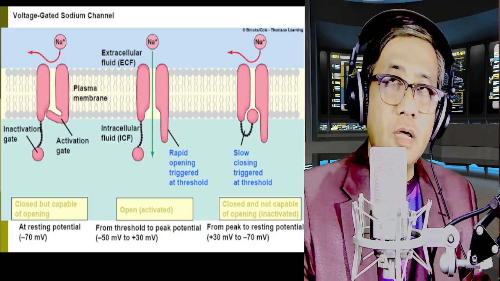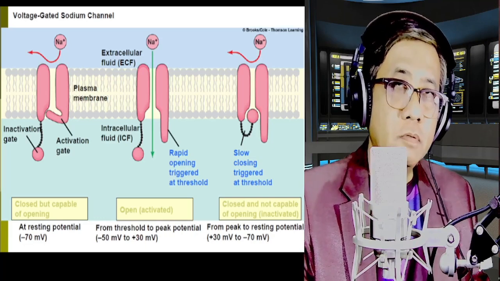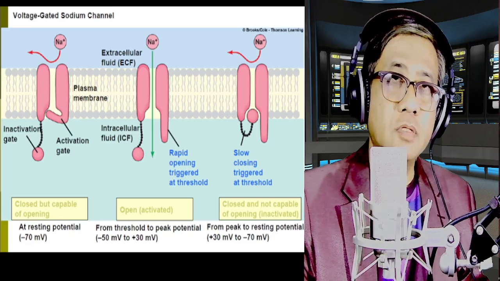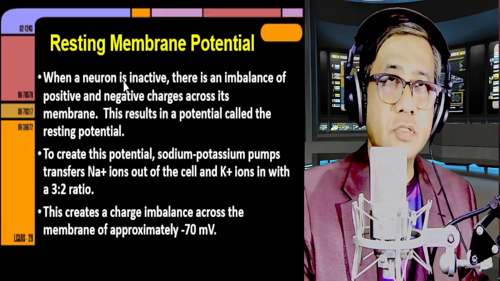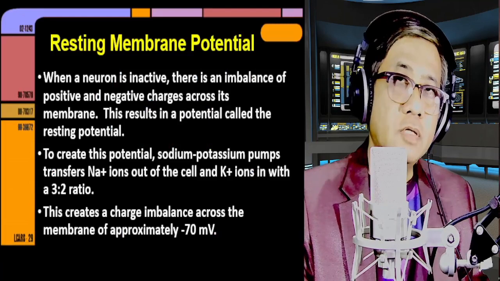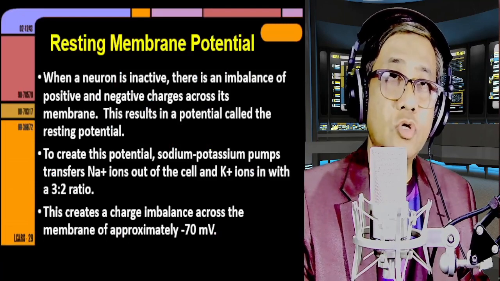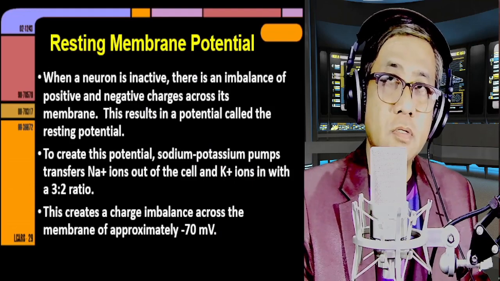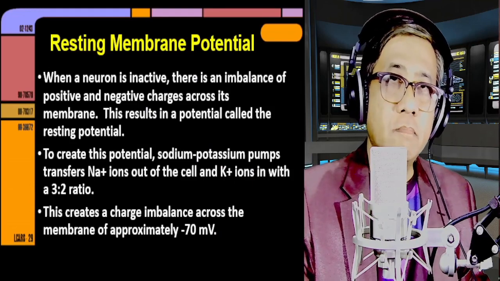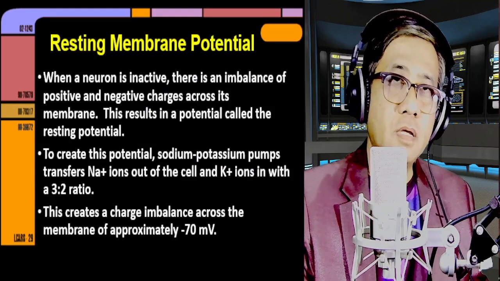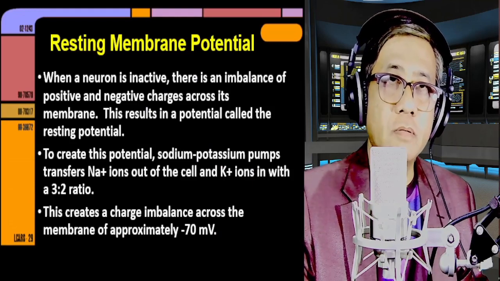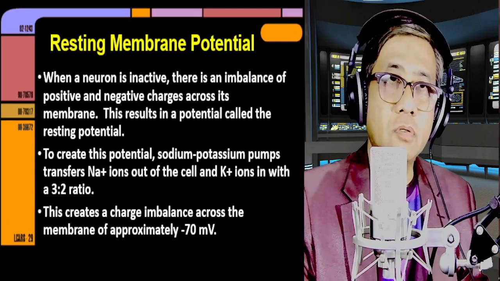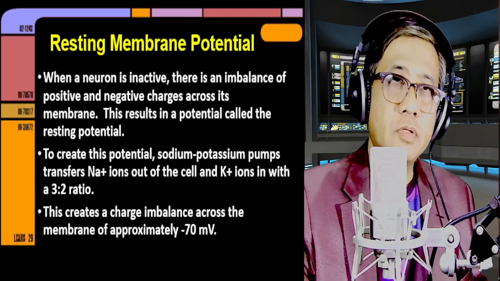Now, before a neuron can transmit nerve impulses, it must be in a so-called resting membrane potential state. Now, what is this resting membrane potential? Resting membrane potential means that the neuron is inactive. The neuron is not receiving any stimulus at all. And there is an imbalance between positive and negative charges across its membrane. So this difference in charges will result in a potential called the resting membrane potential.